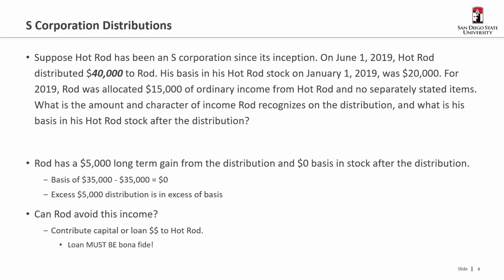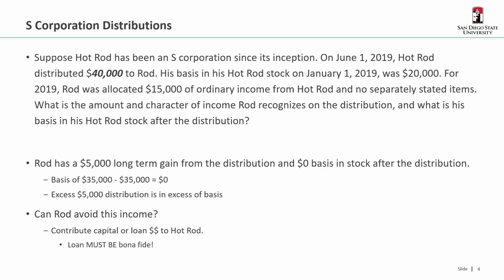So suppose instead that Hot Rod distributes $40,000 to him. Well, now Rod's going to have a $5,000 long-term gain. He still has zero basis in his stock when it's done, because the $5,000 is now in excess of his $35,000 basis. Now, could Rod avoid this income in any way on this additional income on the distribution?